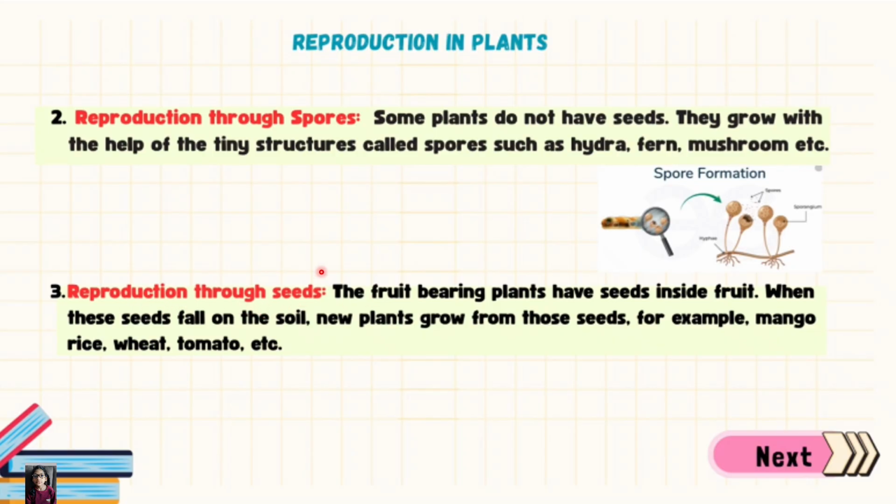Reproduction through seeds. Plants that bear the fruit have seeds inside their fruit. When these seeds fall on the moist soil, the new plants grow with the help of these seeds. For example, mango. When we eat a mango, we throw its seed in the soil. After days, this seed buried in the soil helps to grow a mango tree.